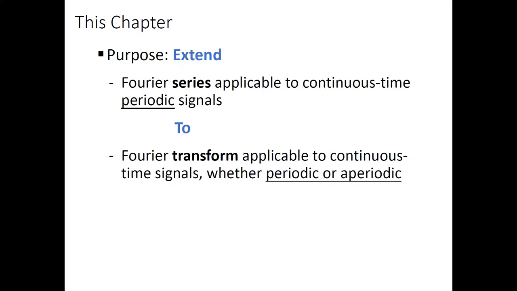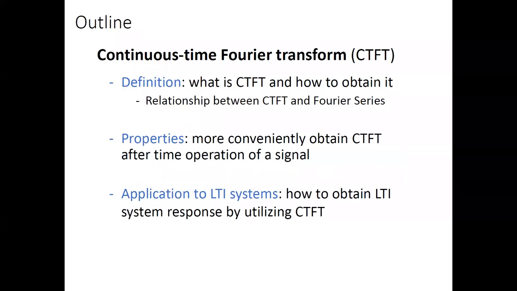And in this chapter, we focus on continuous time signal. Next chapter, we will learn Fourier transform for discrete time signal. In a detailed outline, we will first define continuous time Fourier transform and how to calculate this transform for a given signal. And we will highlight its relationship with the Fourier series we learned in last chapter, both their difference and their common features. And then similar to the Fourier series, the Fourier transform also has a set of properties that will make it more convenient to calculate the Fourier transform of a signal after some time domain operation. And then we will learn how to apply Fourier transform to determine an LTI system response, which is the purpose, the motivation for us to learn this tool.